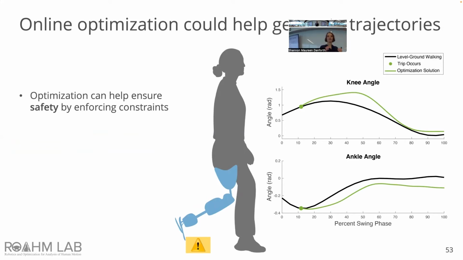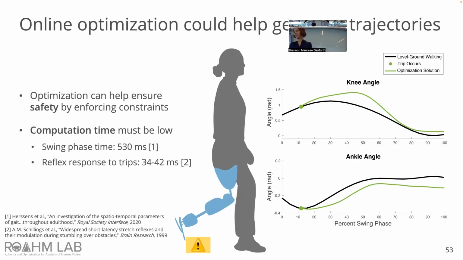problems have constraints which can help us enforce safety, i.e. by saying, don't scuff the toe on the ground as we're trying to recover from this trip. But the optimization problems also must have low computation time. Again, the entire swing phase of motion is usually around a half a second. And reflex responses to trips, as I said earlier, is around 30 milliseconds.